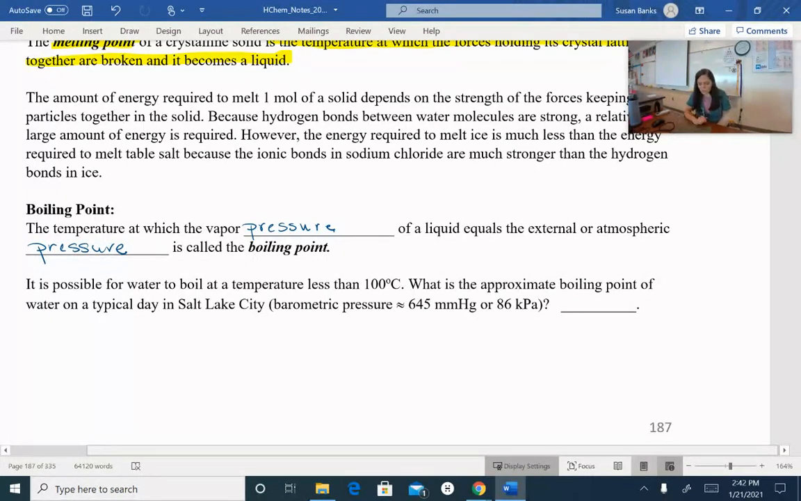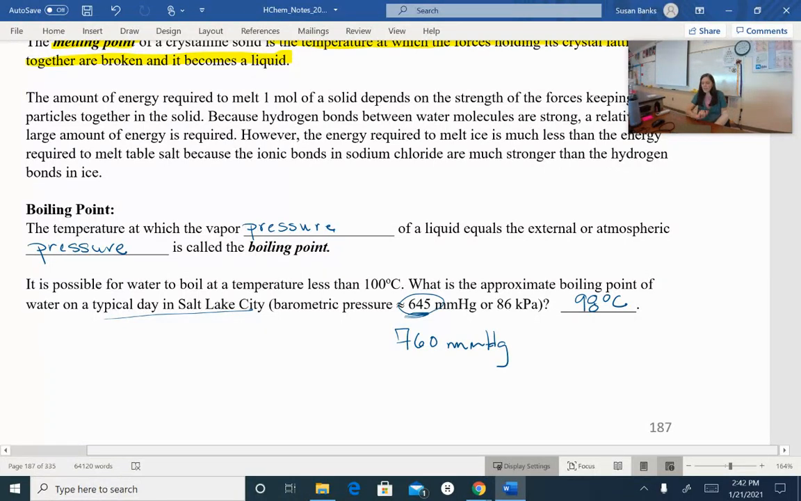What's the approximate boiling point of water on a typical day in Salt Lake City? Remember, our atmospheric pressure is not the standard pressure. The standard pressure is 760 millimeters of mercury. We have lower pressure, therefore our boiling point is going to be lower because our atmospheric pressure isn't as high. So instead of 100 degrees, here in Salt Lake, it's about 98 degrees.